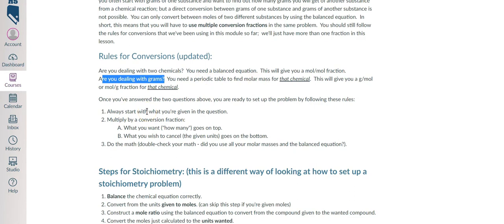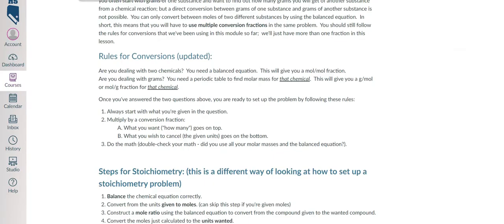Start with the number that's given in the question, and then multiply by your conversion fractions. The number of fractions you'll be using was based on those two questions earlier. And remember, what you want to find always goes on top. Whatever the question is asking goes on top, and whatever you started with goes on the bottom. And then you just do the math at the end. So we'll follow these rules here.